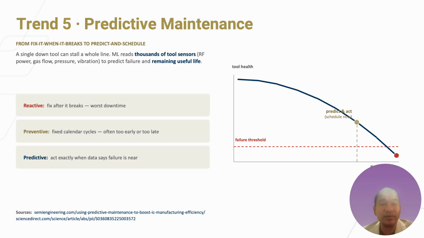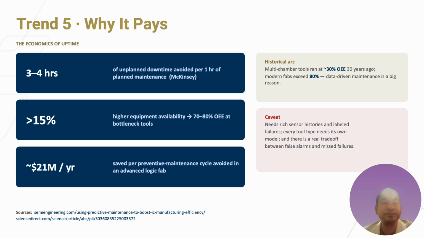The third approach reads thousands of sensor signals from each tool, power, gas flow, pressure, vibration, and estimates how much of its useful life is left, so you act just before something fails.